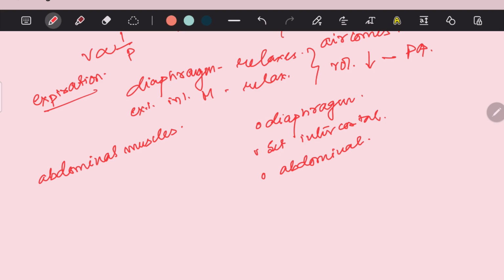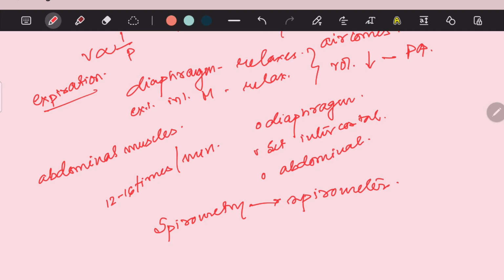Now, on an average, a healthy human breathes about 12 to 16 times per minute. The volume of the air involved in breathing movements is estimated by a technique called spirometry, which is done by an instrument known as the spirometer. This spirometry and spirometer help us to measure the respiratory volumes and the respiratory capacities, which are of much clinical significance. Now, let us try to understand what these respiratory volumes and respiratory capacities are.